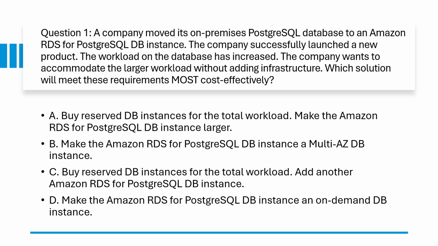A. Buy reserved DB instances for the total workload. Make the Amazon RDS for PostgreSQL DB instance larger. B. Make the Amazon RDS for PostgreSQL DB instance a multi-AZ DB instance. C. Buy reserved DB instances for the total workload. Add another Amazon RDS for PostgreSQL DB instance. D. Make the Amazon RDS for PostgreSQL DB instance an on-demand DB instance.